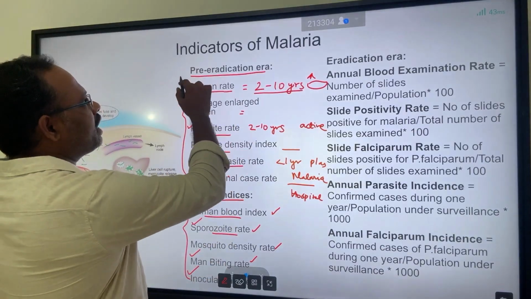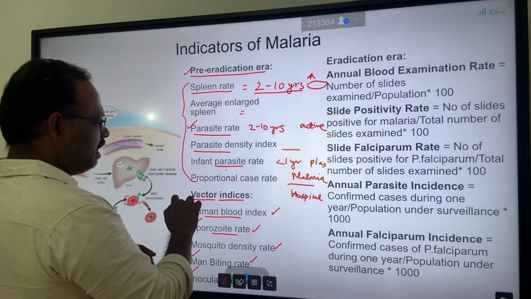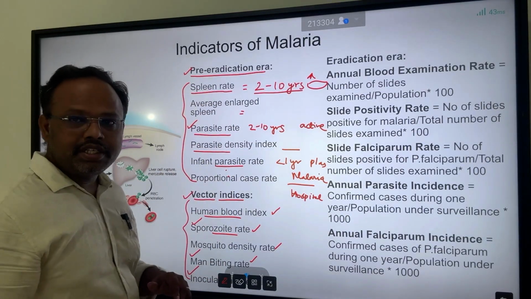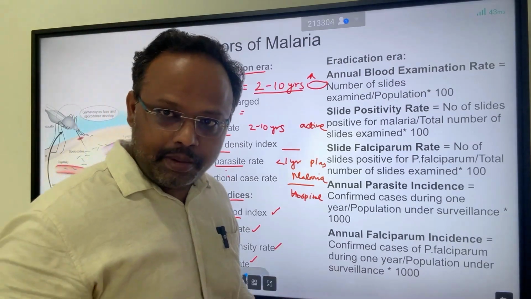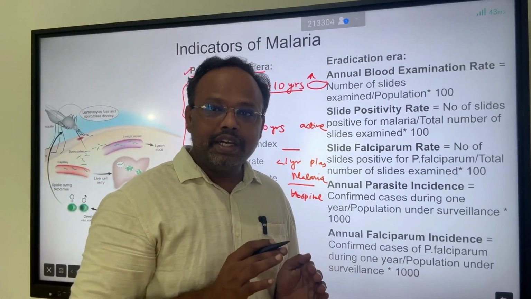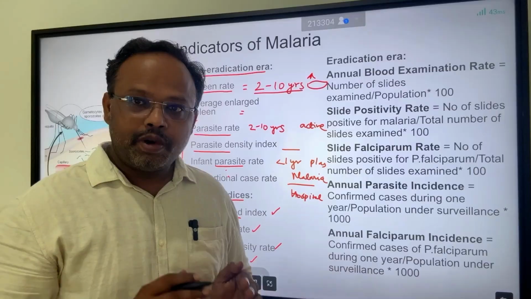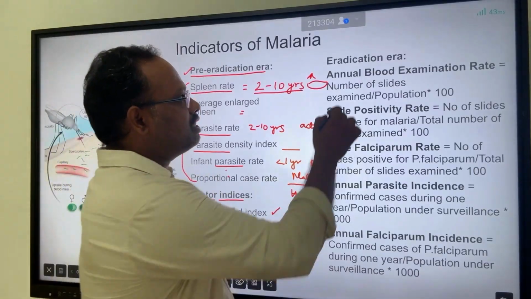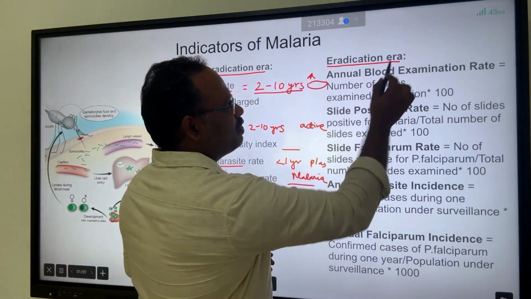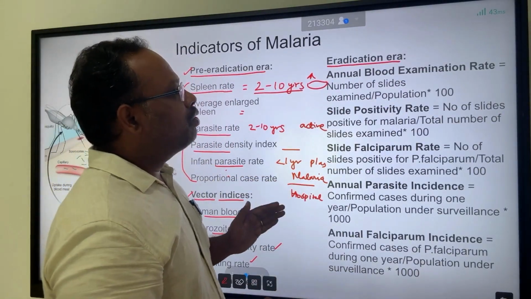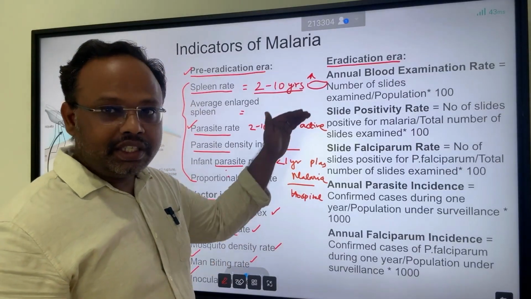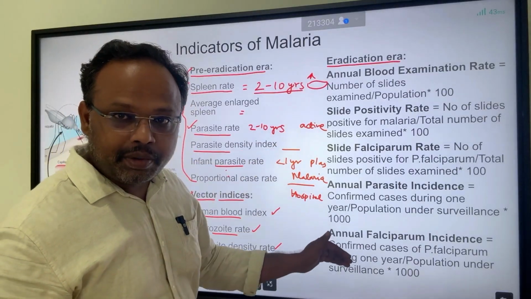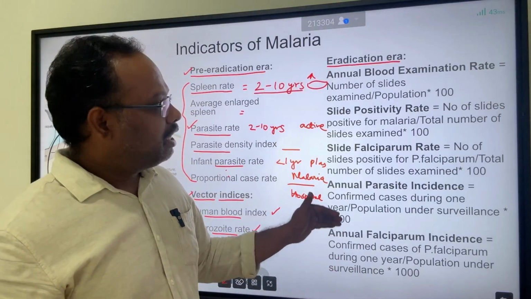So these pre-eradication era indicators and the vector indicators are for theoretical purposes. Now in practicals and in reality, for program purposes, we use these indicators during the eradication era. Those are the 5 indicators. I have arranged these 5 indicators in a specific manner for us to remember them easily.